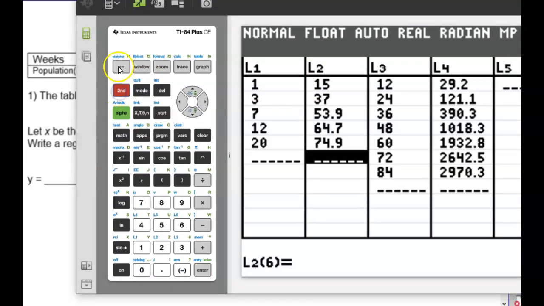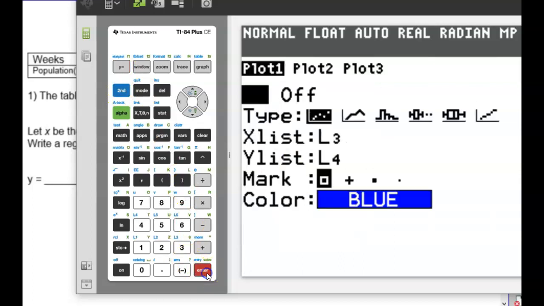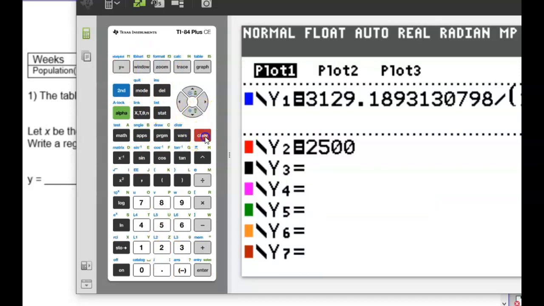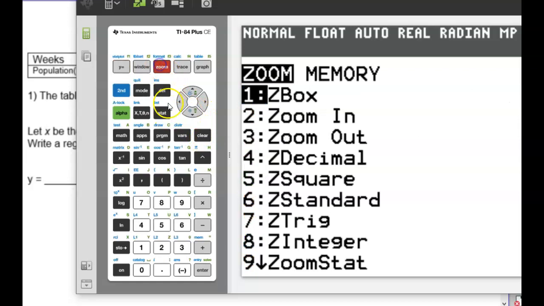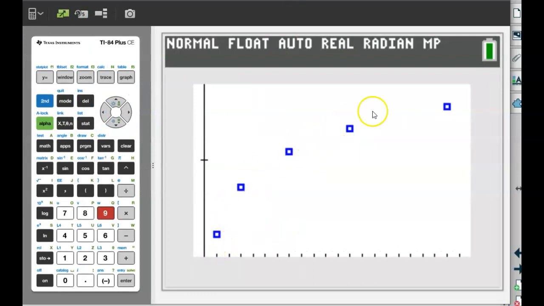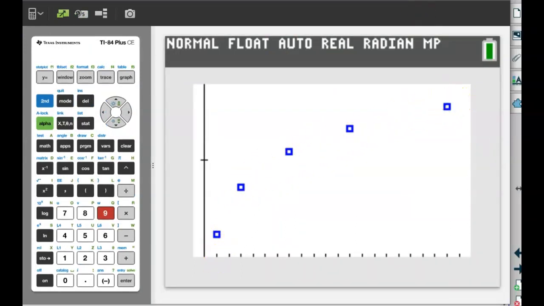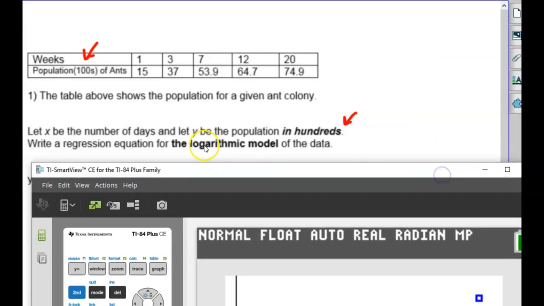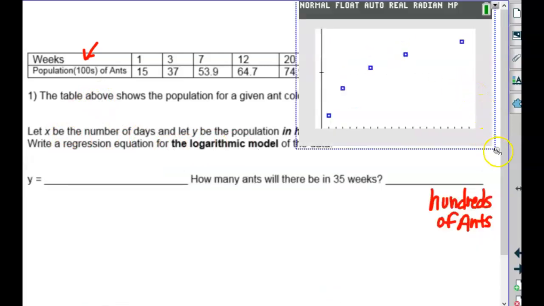Scatter plot. Second y equals list 1 and list 2. Maybe you don't have to draw a scatter plot. I thought you did, but it doesn't say on here, does it? I'm going to clear out some garbage I have in my y equals, and then I'm going to do a zoom 9. That looks logarithmic to me, but I don't know what it says to do. Yeah, logarithmic it says. I thought it was exponential, but maybe it's logarithmic. So if it asked for a scatter plot, there it is.